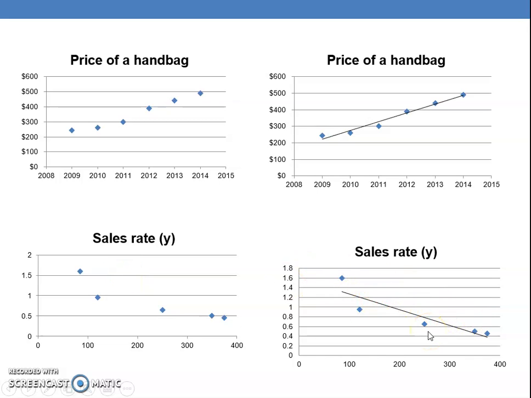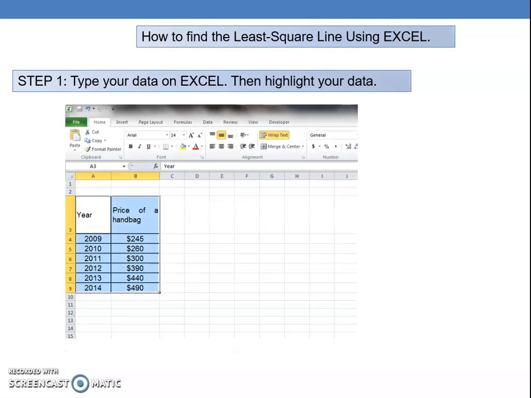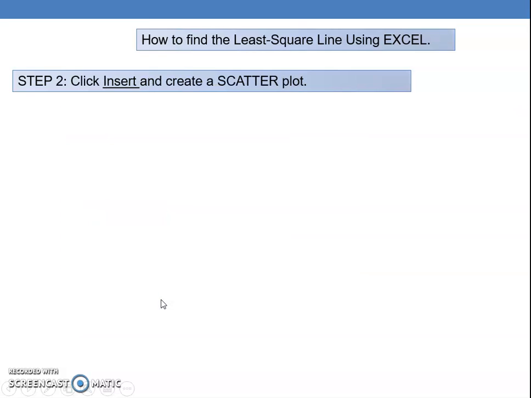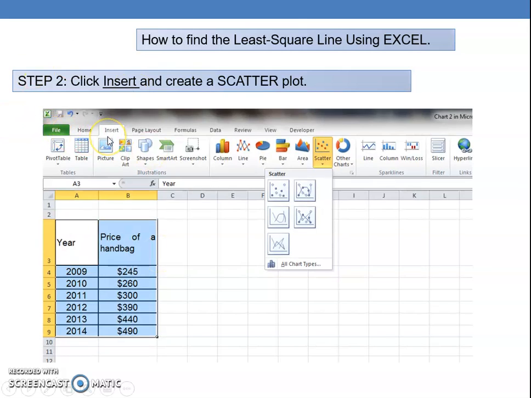So our goal now is to figure out what the equation is of these two lines. Now this is very easy to do on Microsoft Excel. The first thing you have to do is type your data and then highlight it, like so. And then the second step is to click the Insert tab. As you can see here, Insert tab.